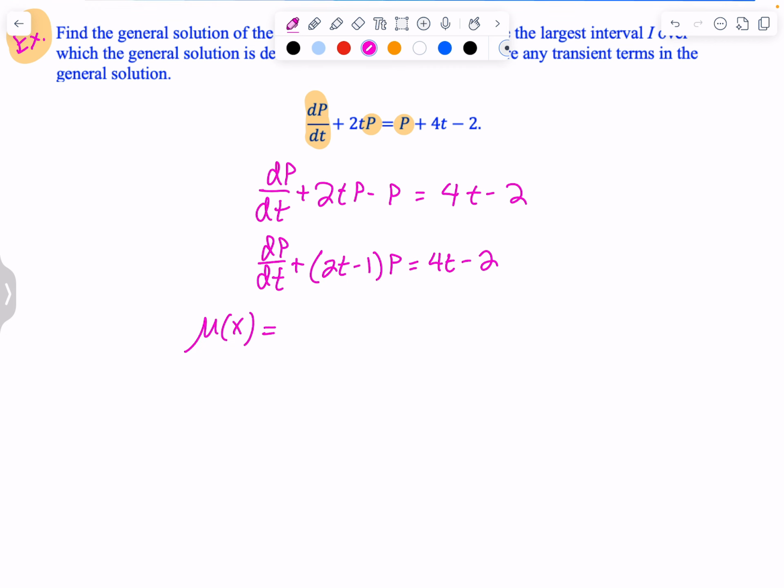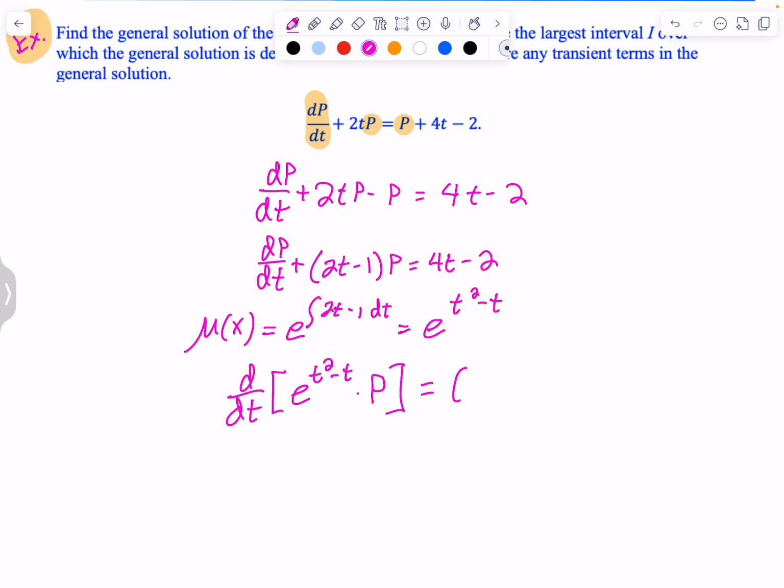So mu is e to the integral of 2t minus 1 dt, not x this time. That's going to be e to the t squared minus t. All right, first order linear tells me I can go straight to the product times P, not y, right? Capital P. And then I have to multiply the other side. So we're going to have 4t minus 2 times e to the t squared minus t.